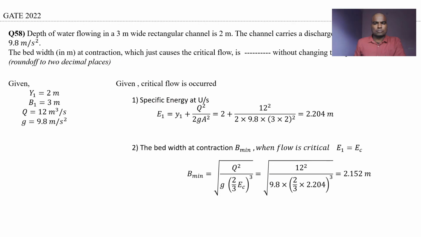So depth of water flowing in a 3-meter wide rectangular channel is 2 meter. So here width is 3 meter at section 1 and depth is 2 meter. The channel carries a discharge of 12 meter cube per second and the G is 9.8 meter per second square. So this is acceleration due to gravity. So they have asked you to calculate what is the bed width at a contraction which just causes the critical flow, which means that E is EC, just a critical flow.